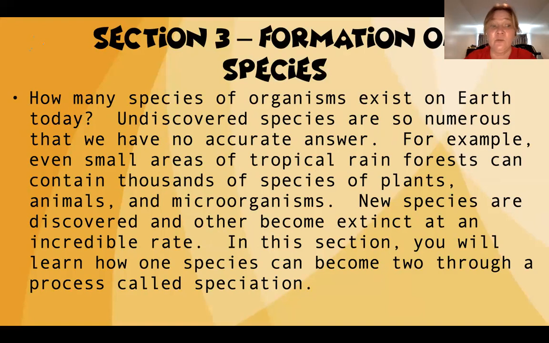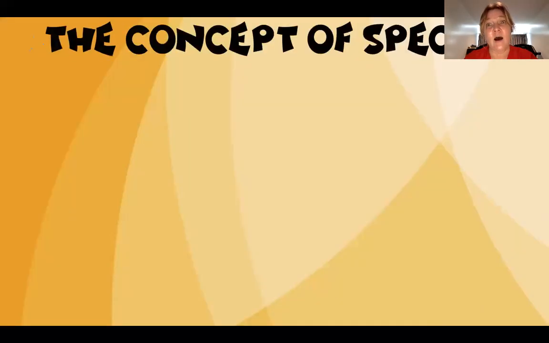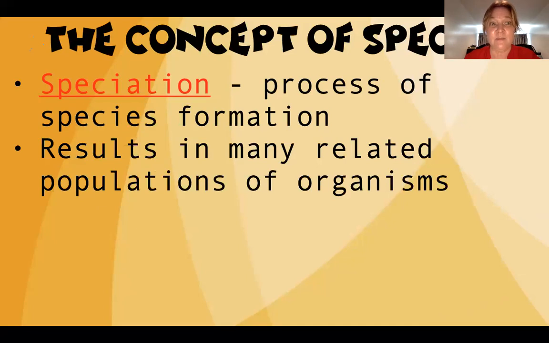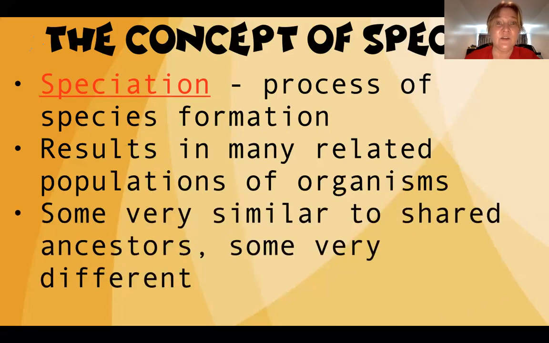In this section, you will learn how one species can become two through a process called speciation. So the process of speciation is literally just the process of a species being formed. It results in many related populations of organisms. Some of those populations are very similar to the shared ancestors and some are different.